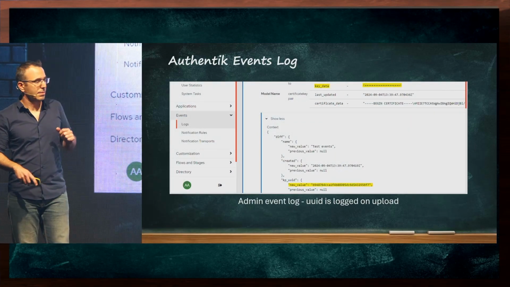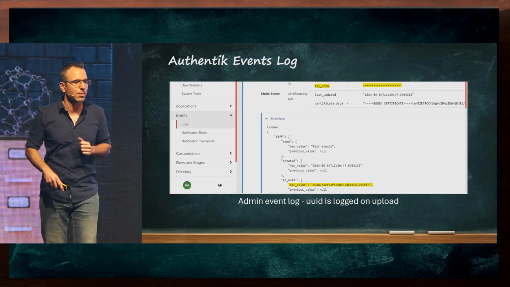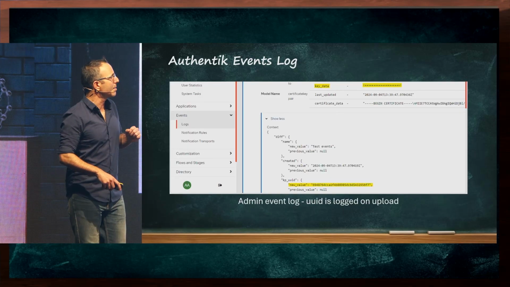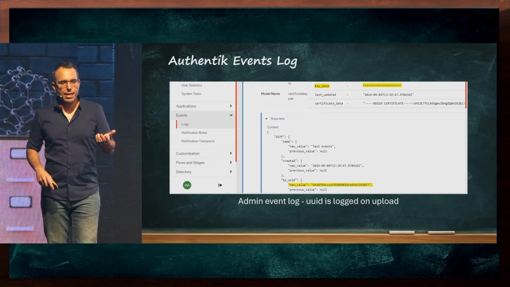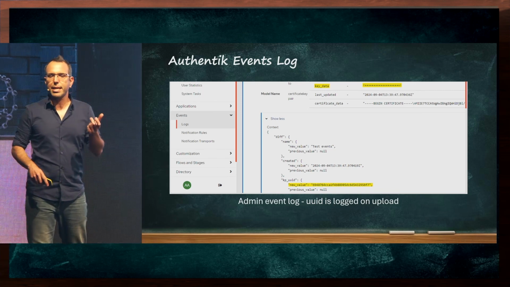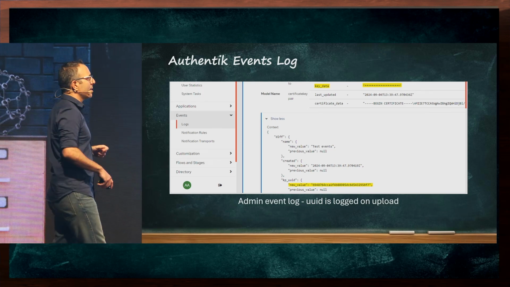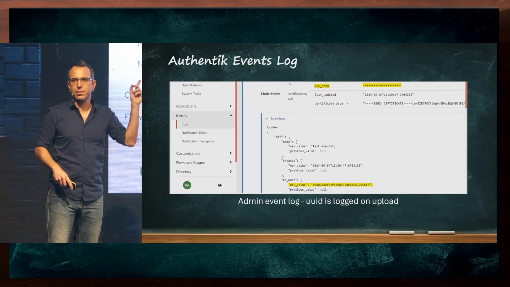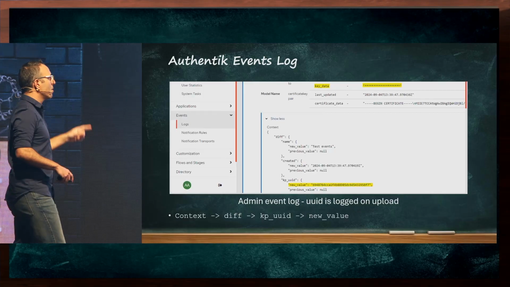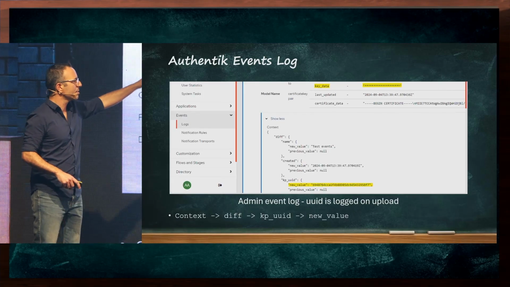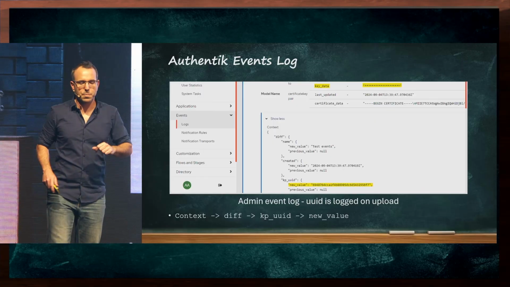While inspecting the authentik events log, we found the following log entry. When an admin uploads a certificate, the certificate UUID gets logged in the event log. Notice that the key data is masked here, so we can't leak it from here. Also notice that the content we are looking for is under context diff KPUUID new value.